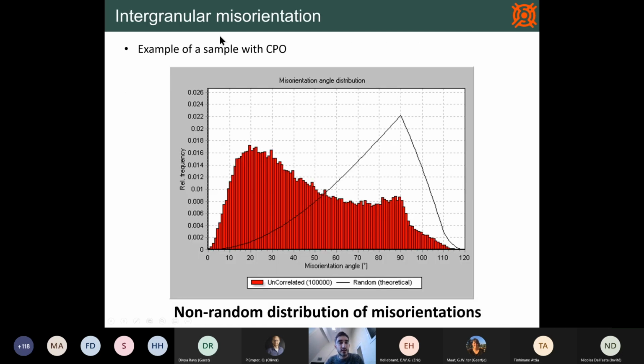So when we think about these misorientations between different grains, just to give an example of one way that they can be useful, if we have a rock where the crystals are randomly oriented, that's to say there's no CPO, then there's going to be some distribution of misorientation angles between all those grains. And on this plot, this is the frequency of misorientation angles. And this black curve is what that distribution would look like if the grains are all randomly oriented. But the real measured distribution might deviate from that.